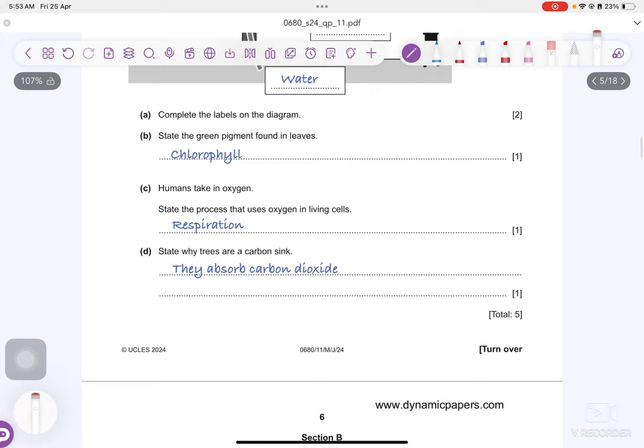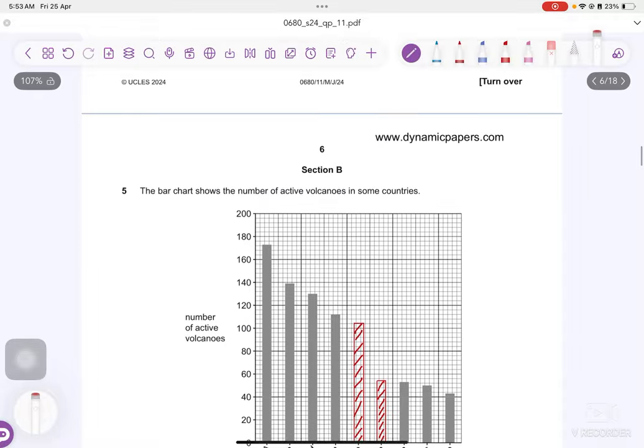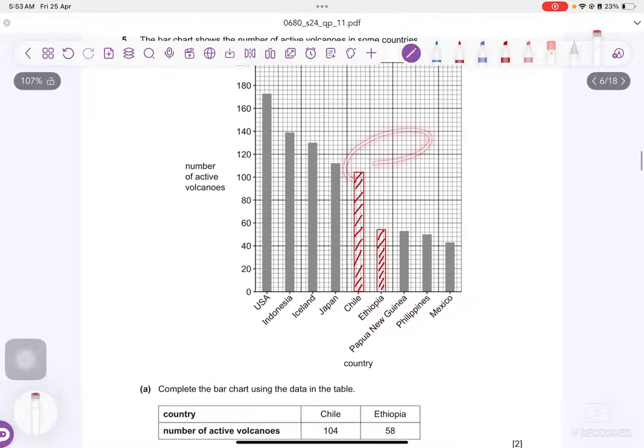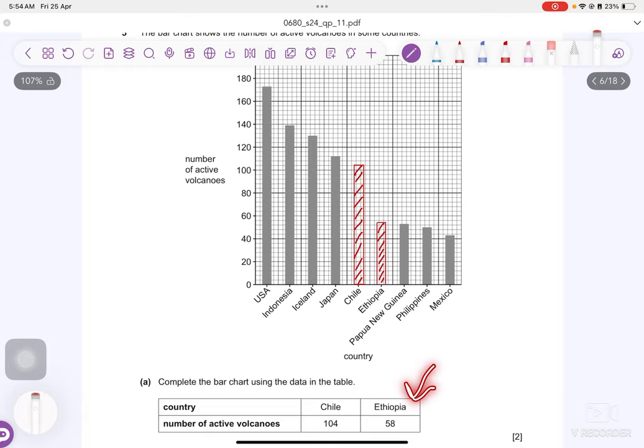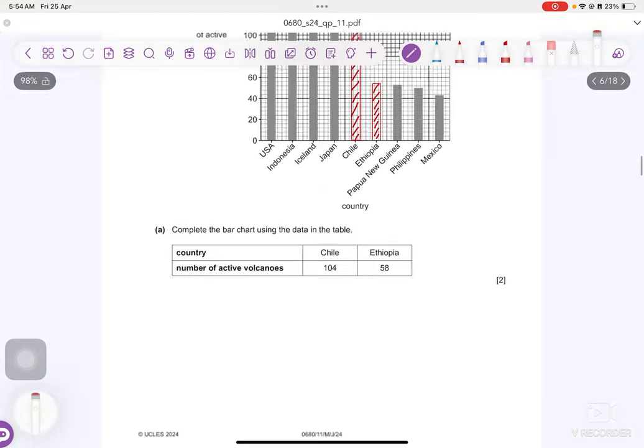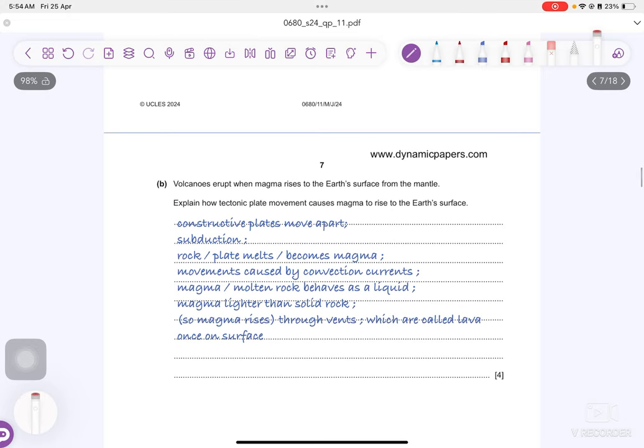I'm trying to speed up because I need to revise the charts at the end, okay? Okay, next question. The bar chart shows the number of active volcanoes in some countries. What we're going to do is plot this table, and I'm going to discuss the bar chart in the end. But the important thing you should do in this question is maintain the distance between the bars and the width of the bars. They should be exactly the same, okay?